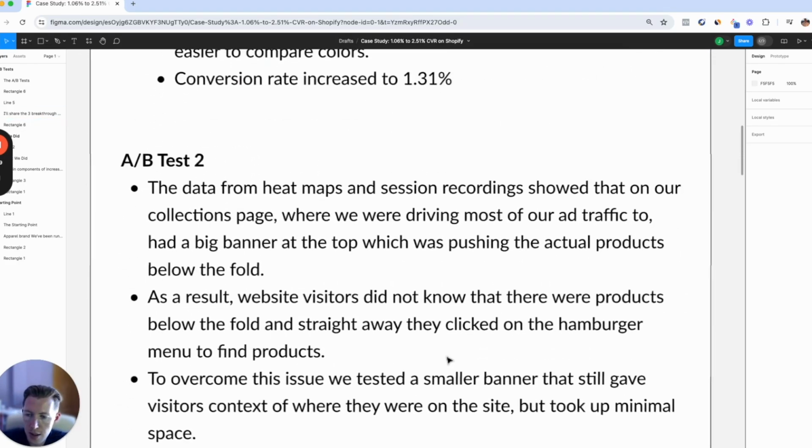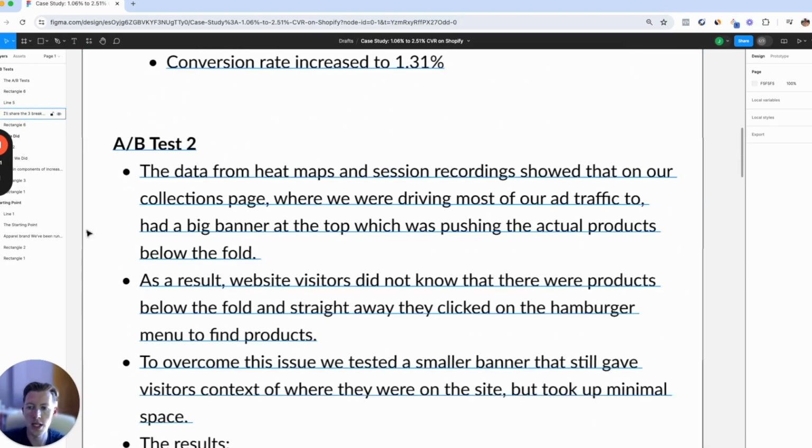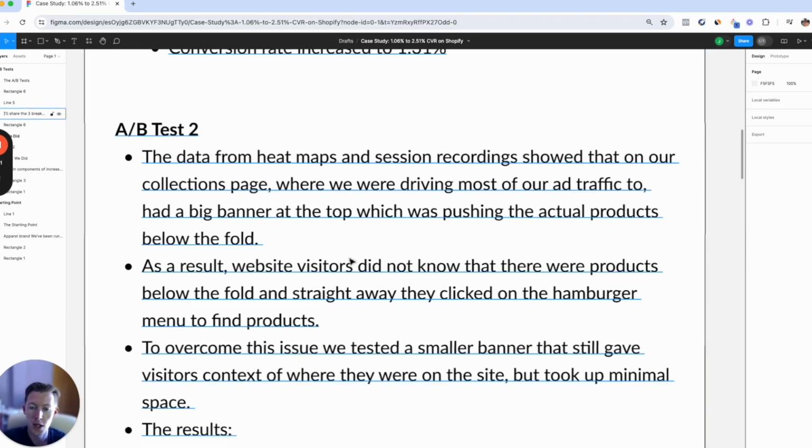So the next, A/B test number 2. What we were seeing from heat maps and session recordings was that our collections page, where we were driving most of our ad traffic, had a big banner at the top which was pushing actual products below the fold. This banner was explaining the product. It had a lot of information, and that was great at explaining the product. But what was happening was website visitors did not know that there were products below the fold. They could just scroll down and see the products, but they didn't know that because they couldn't see them.